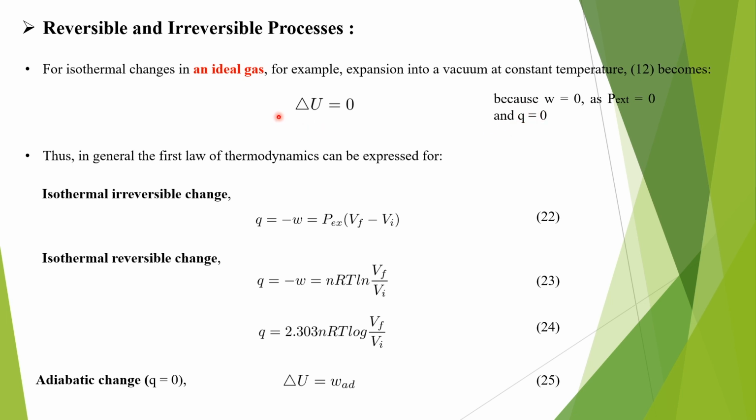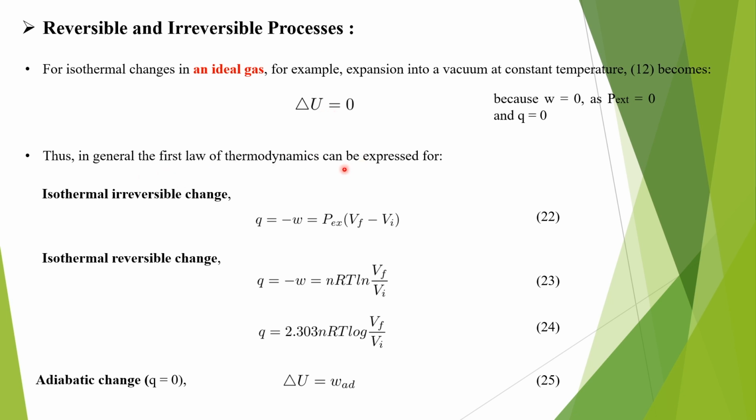So, you need to remember that for an ideal gas, U is a function of temperature only. So, when temperature is constant, there is no change in internal energy. So, for an isothermal process, for an ideal gas, delta U is always 0.